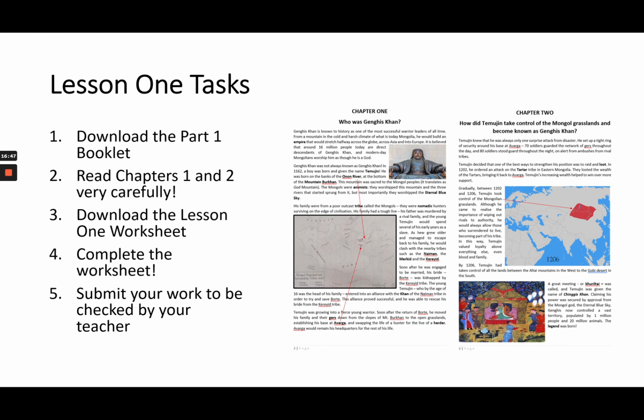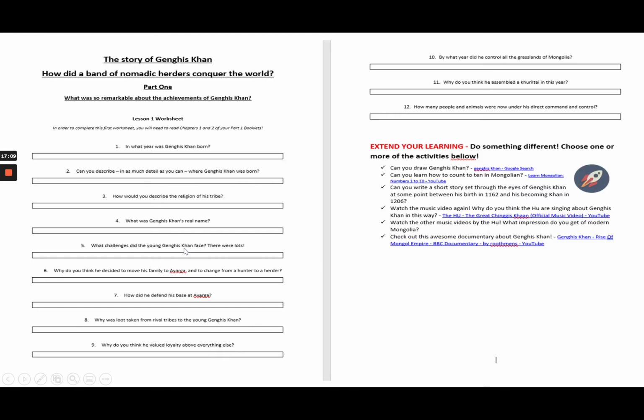For this first lesson today, we would like you to read chapters 1 and 2 very carefully. Chapter 1 looks like this, it's on page 2, and chapter 2 looks like this, it's on page 3. Those are the chapters that you need to read in today's lesson. Then you need to download the lesson 1 worksheet, which looks like this. There are 12 questions. You will be able to answer those questions once you have read chapters 1 and 2 in your booklet.